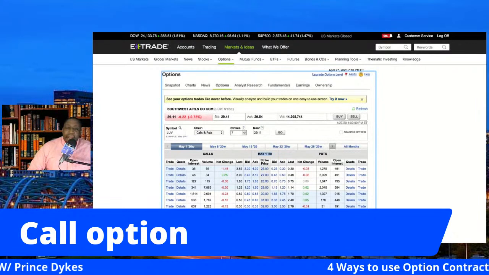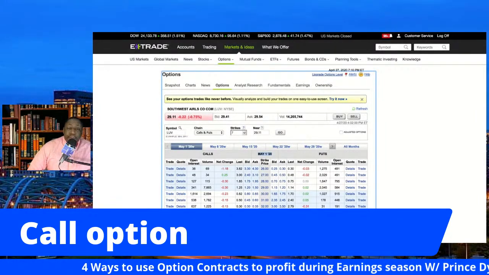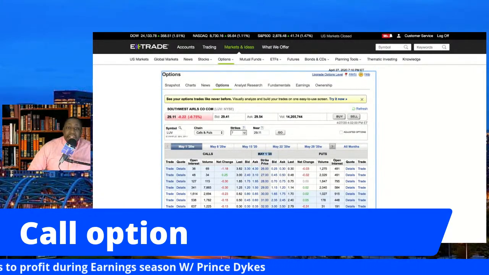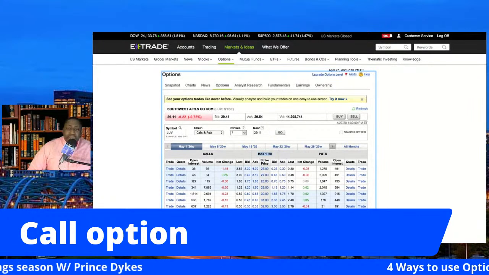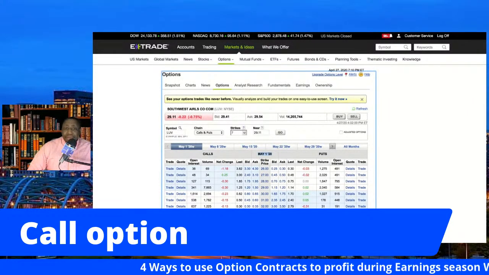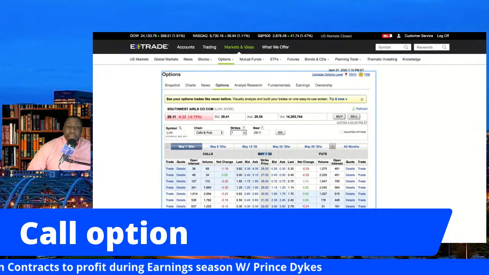Now, the downside: what if Southwest Airlines drops down to $25 tomorrow? This contract is going to be worthless, because who wants to buy a stock for $30 that's trading for $25? Nobody, hopefully. So your contract will be worthless.